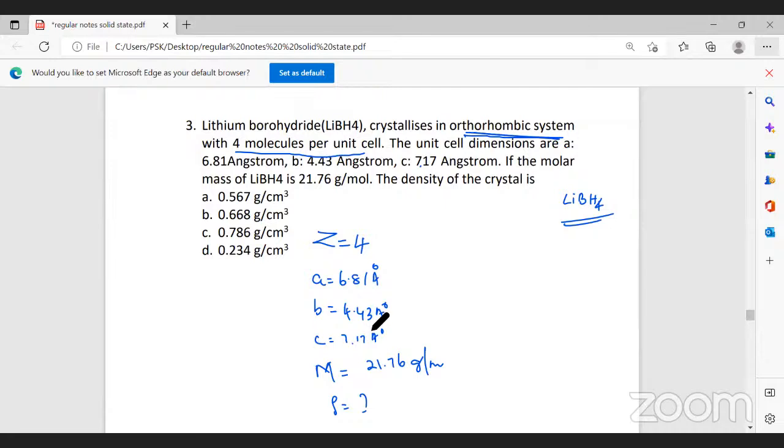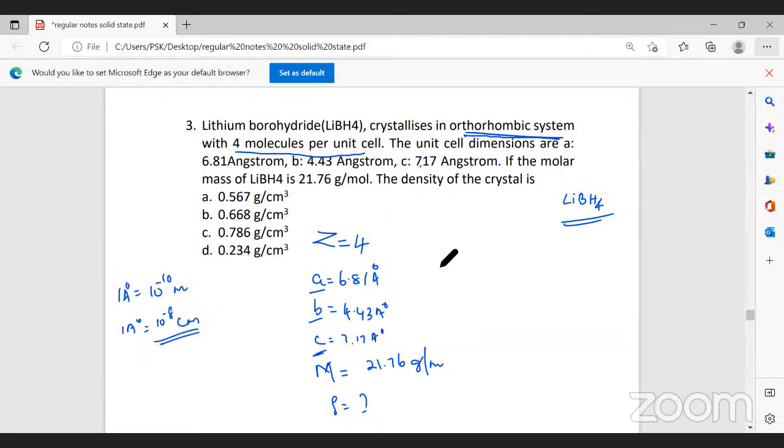Now, how do you calculate this? What is this A? A is the length, B is the height, and C is the width. 1 angstrom unit is equal to how many meters? 10 to the power minus 10. So 1 angstrom unit is equal to how many centimeters? 10 to the power of minus 8 centimeters. You should know this conversion factor.